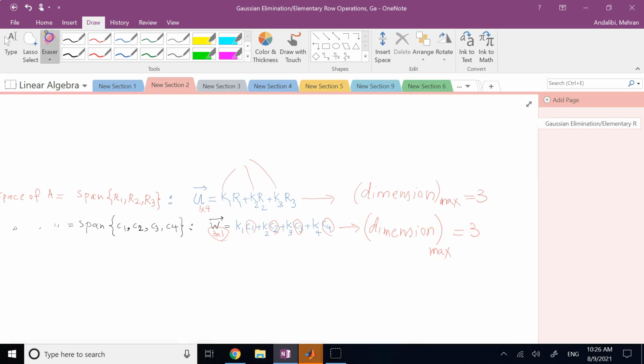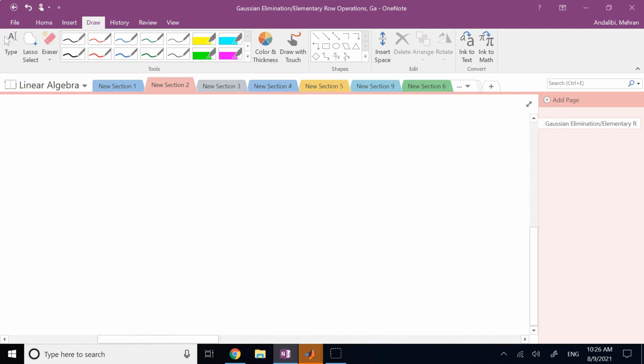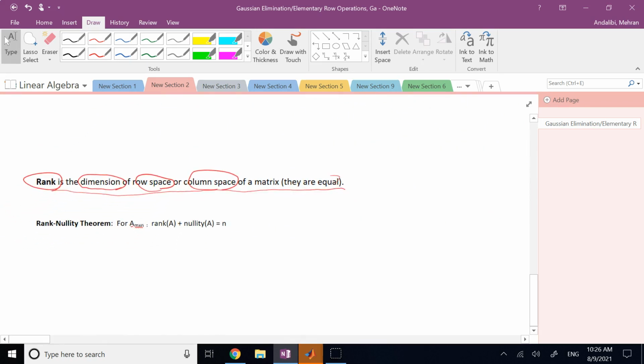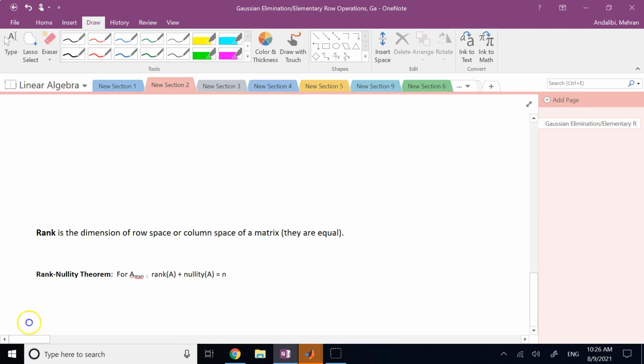I don't want to get into depth and detail of that, but just in general, know that for a rectangular matrix, the max rank is the minimum of the number of rows and number of columns. And the dimension of the row space and column space are equal, okay? So here, let's look at one example.